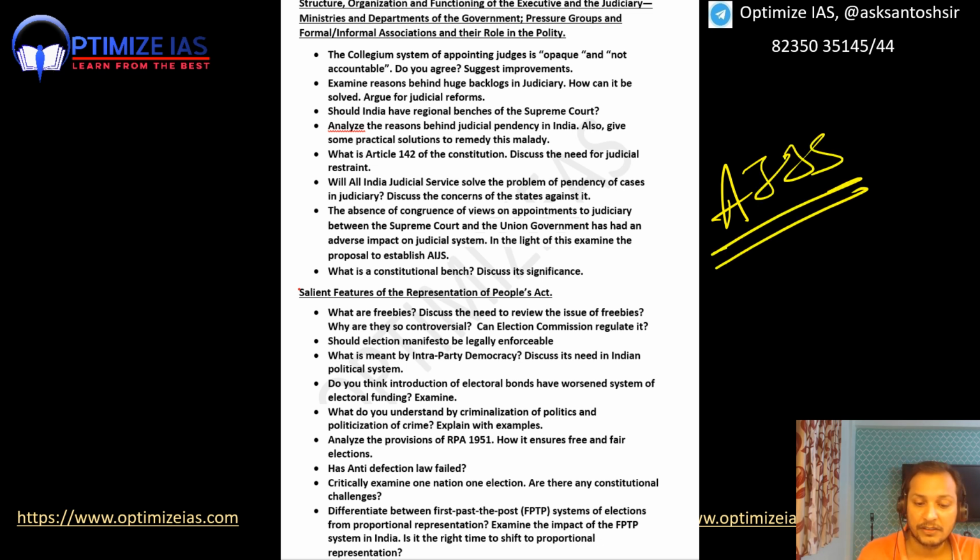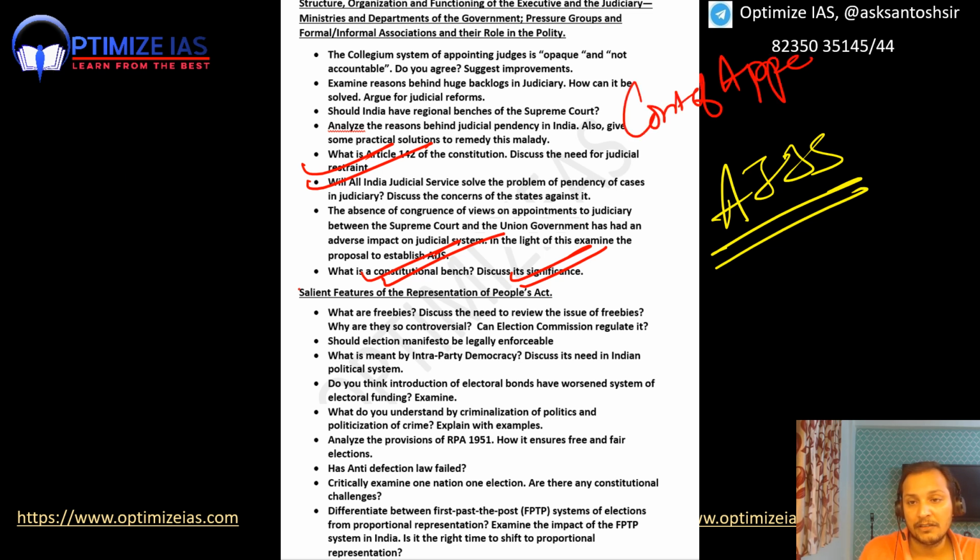Very important. Then Article 142, can be one question. And constitutional bench. What is a constitutional bench? Discuss the significance of constitutional bench. Do we need a court of appeal? So this can be a question.